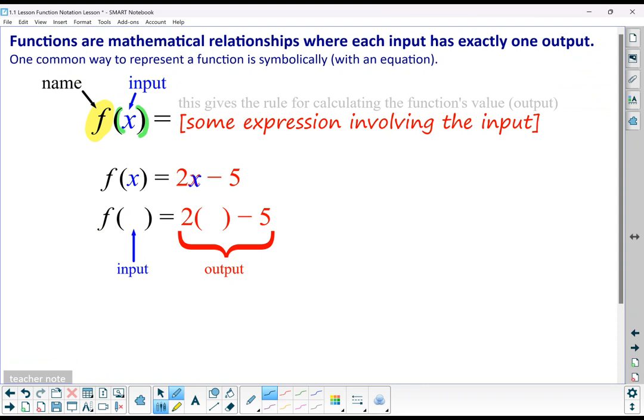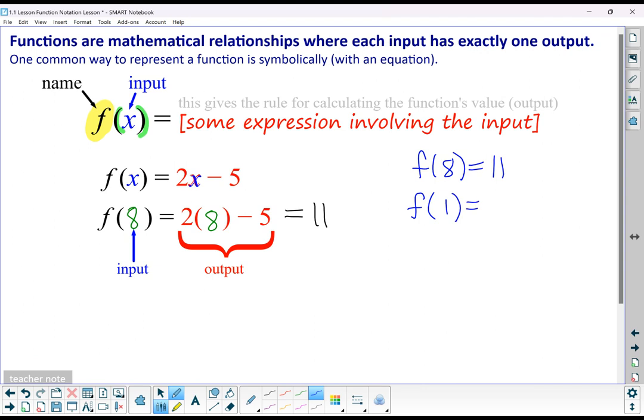For example, if I have the function f of x equals 2x minus 5, that tells me that for each input, I double it, so 2 times x, and then I subtract 5. And that will allow me to calculate the output. If I subbed in the number 8 as my input, then the output would be 2 times 8 minus 5. Well, that's 16 minus 5, and so that output would be 11. And so we know that f of 8 is equal to 11.